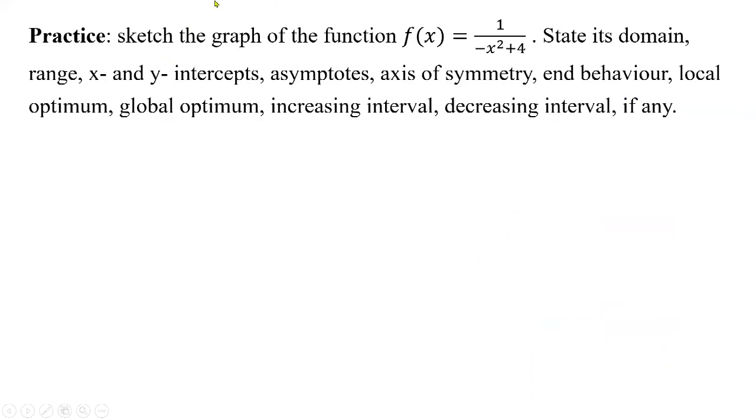Sketch the graph of the function f(x) equals the reciprocal of -x² + 4. State its domain, range, x and y intercepts, asymptotes, axis of symmetry and behavior, local optimum, global optimum, increasing interval, decreasing interval, if any. Okay, I'll give you 5 minutes to complete this practice.